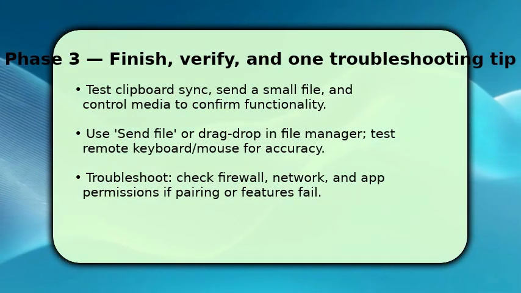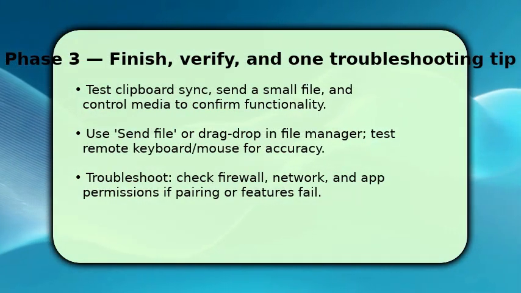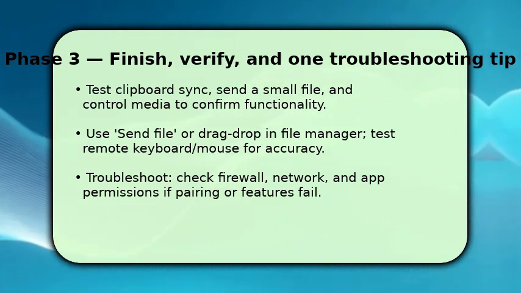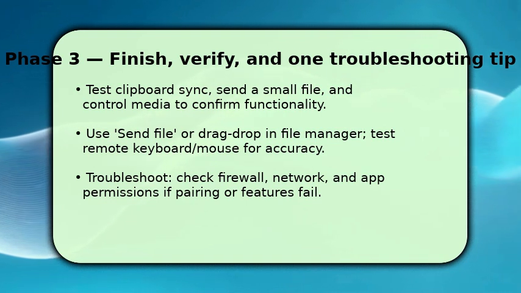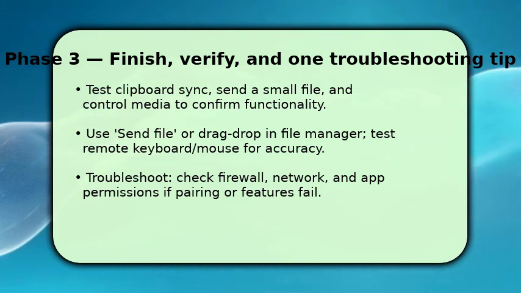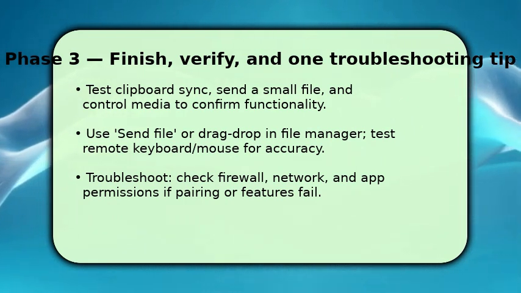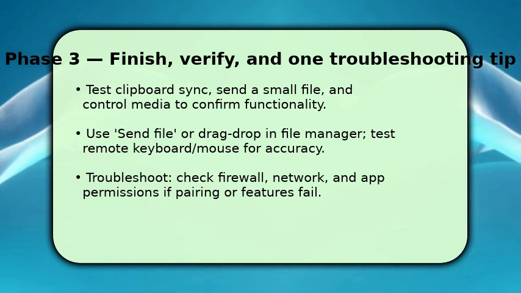Now complete the workflow by testing core features. Copy text on one device and paste on the other, send a small file to confirm transfers, and try media controls to ensure playback works. Use send file or drag drop in your file manager for quick transfers. Use remote input to type or move the cursor. If something fails, check the firewall on the PC, ensure both devices stay on the same network, and recheck app permissions. That single troubleshooting step resolves most connectivity issues.